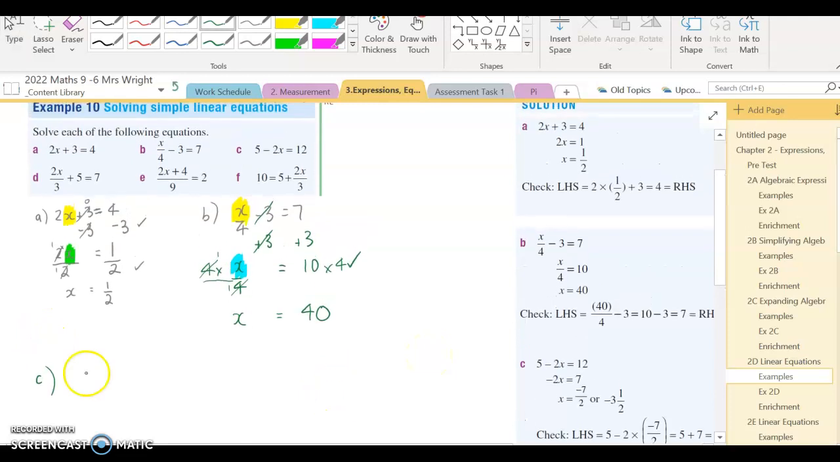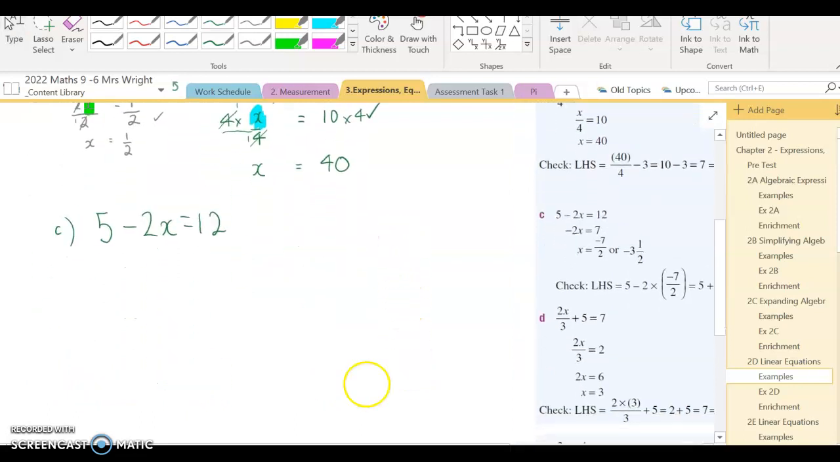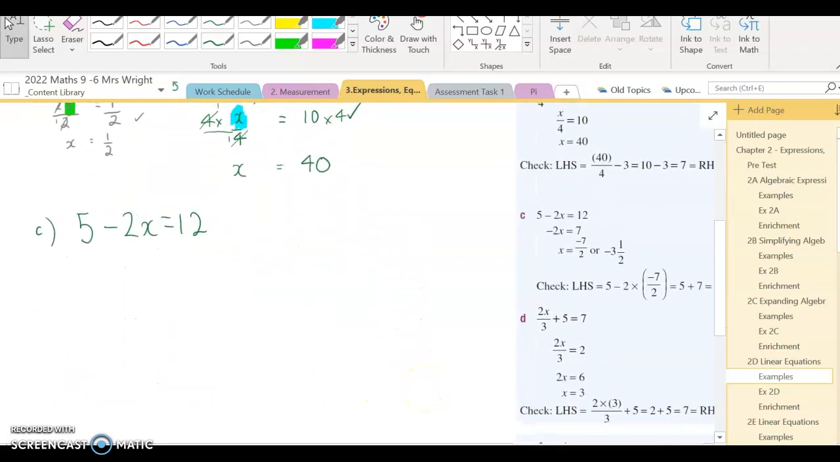I'm going to do C up here. 5 minus 2x is equal to 12. Okay. Step 1. It looks a little bit different to before. I have a plus 5 and a minus 2x. I am going to still need to solve to get my x, but what I want to do is get rid of this 5. Now, this is where a lot of people go wrong. We need to look at the sign in front of the 5. It's a plus 5 because there's no sign.